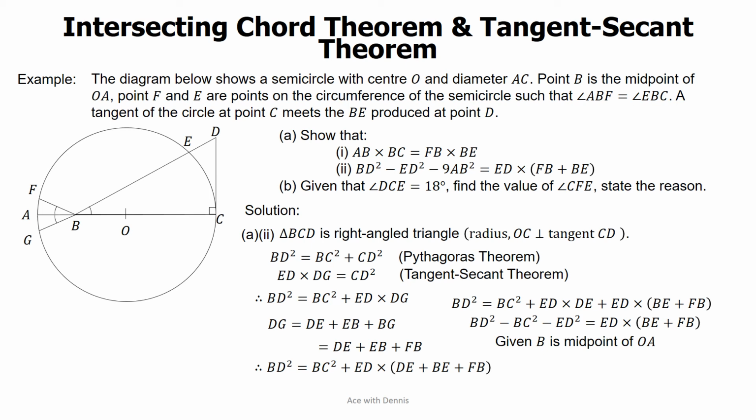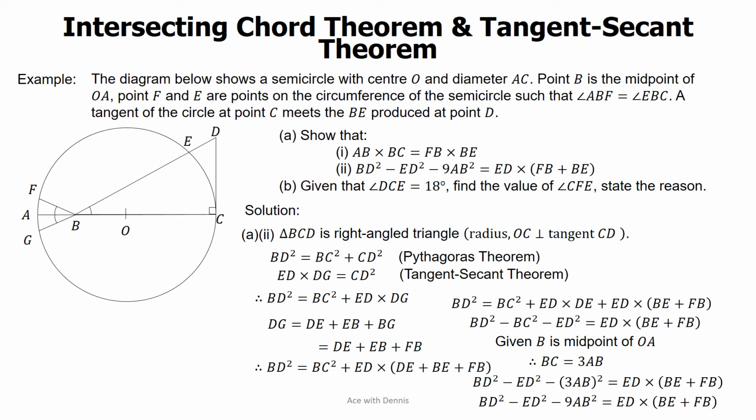Given that B is the midpoint of OA, therefore BC equals 3AB. Now the equation becomes BD square minus ED square minus bracket 3AB square equals ED times bracket BE plus FB. Then it becomes BD square minus ED square minus 9AB square equals ED times bracket BE plus FB.